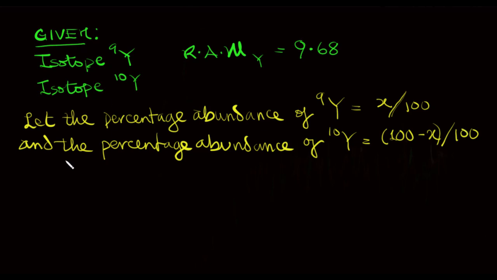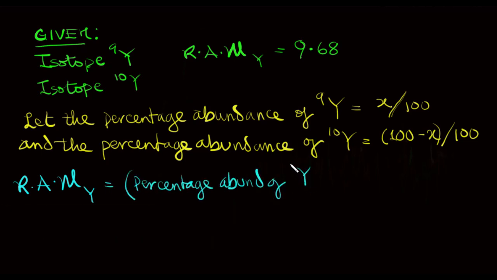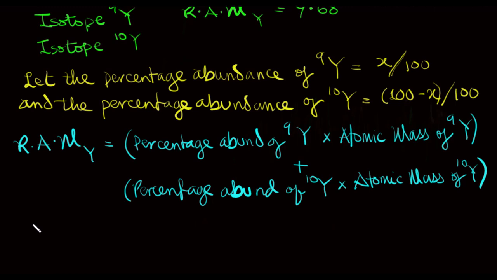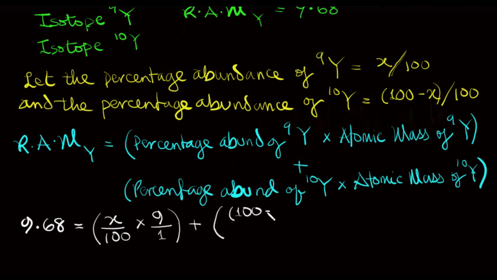So if we substitute these values into the RAM for Y, RAM for Y will be equal to... So substituting the values, this will give us 9.68 equals x over 100 times 9 over 1 plus 100 minus x over 100 times 10 over 1.